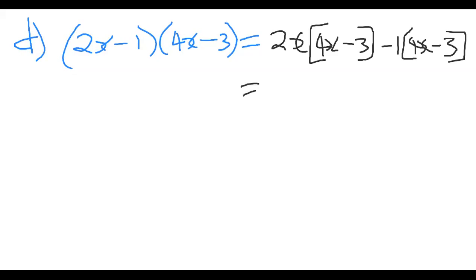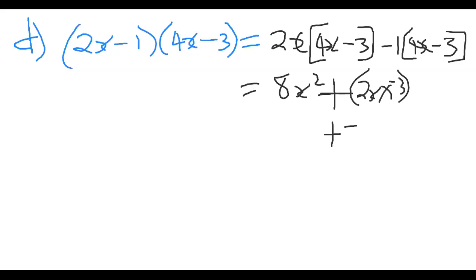So 2x times 4x is the same as 2 times 4 times x times x, which gives us 8x squared. Then 2x times negative 3 will give us a negative, because once we have a negative and a positive, it will give us a negative. But let me not do it like that.